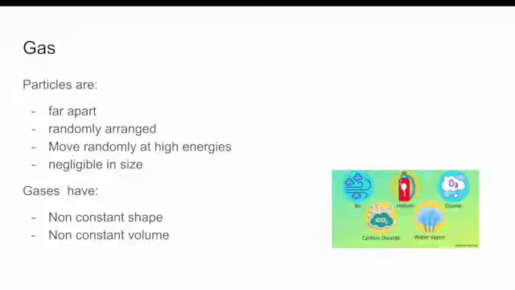And then gas is basically when the particles are far apart. They're randomly arranged and they move at very high energy, so they move very quickly. This means that they don't have a constant shape or a constant volume. Some examples of gases are air, helium, ozone, CO2, and water vapor. We'll look a bit more in depth at these in B2, but for now you just need to know that gases have non-constant shape, non-constant volume, and you need to know the particle properties.